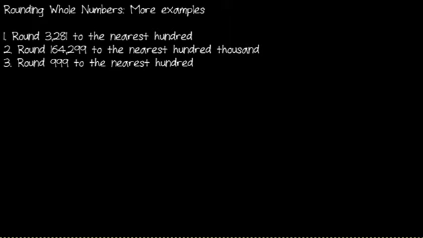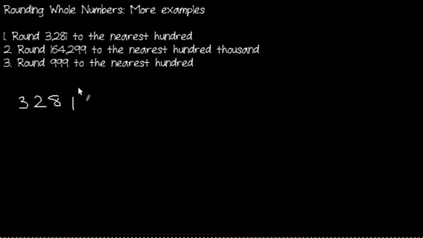Now that we've learned how to round whole numbers to a particular column value, let's get some more practice. In this video, we're going to look at how we round them without actually having to write out all of the columns when we're rounding. So let's look at the first example, and that is 3,281 to the nearest 100.